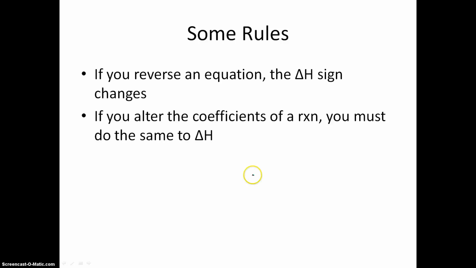And second rule, if you alter the coefficients of a reaction, you must do the same to the delta H. What that means is, let's say I have carbon plus half O2 to give me CO. If I wanted two of those reactions, I would double it. So I would say 2 times carbon, 2 times half O2, 2 times CO. Then I would have to double the delta H value as well.